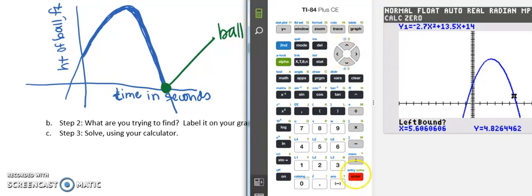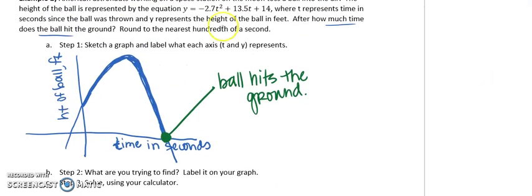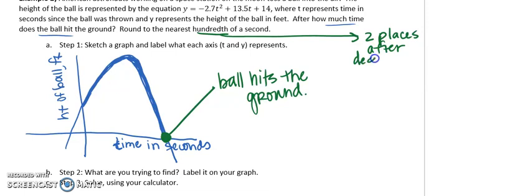Go to the left a little bit, hit enter. Go back to the 0. Go to the right a little bit, hit enter. Hit enter on guess. Now it said to round to the hundredths. Okay, hundredths are 2 places after the decimal.